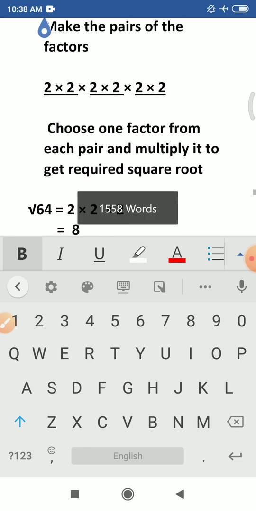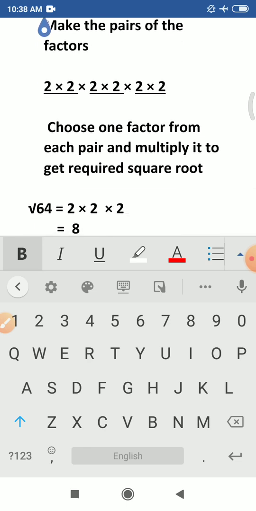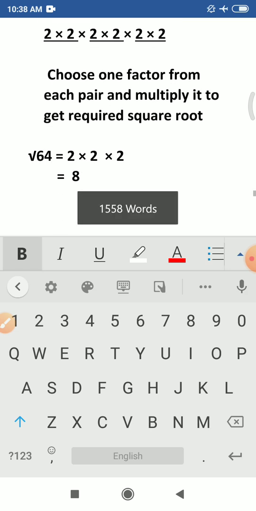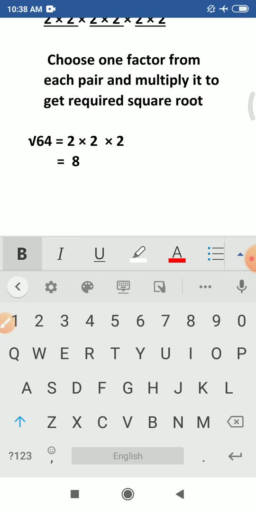So what is the next step? Choose one factor from each pair and multiply them to get the required square root. From the first pair I get the first 2. From the second pair I get the second 2. And from the third pair I get the third 2. So what will be the answer? 2 into 2 into 2 is equal to 8. This is the required answer for the square root of 64.